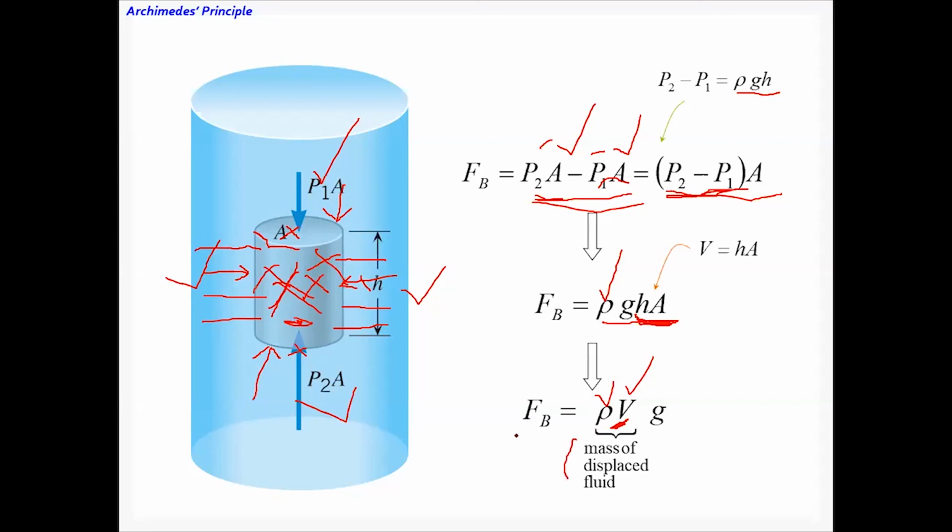There. This is the formula for buoyant force. Rho V G is the buoyant force. Rho is the density of water or whatever fluid it is. V is the volume of the something that is in the water. In this case, that something is this guy. And that happens to be equal to the volume of water displaced by that guy. Then you multiply by G. That's the formula for buoyant force.